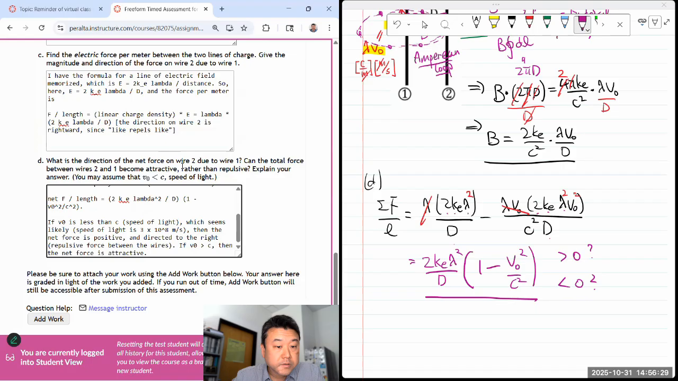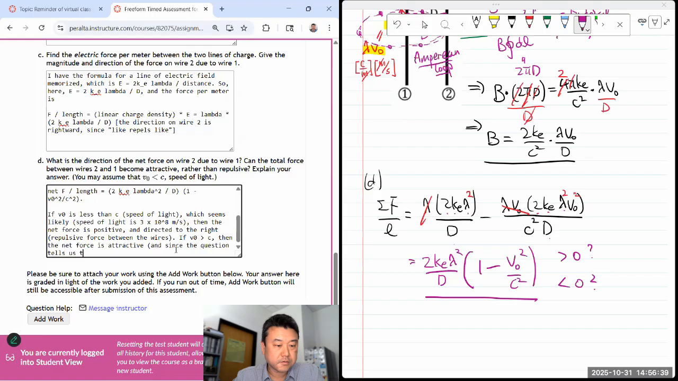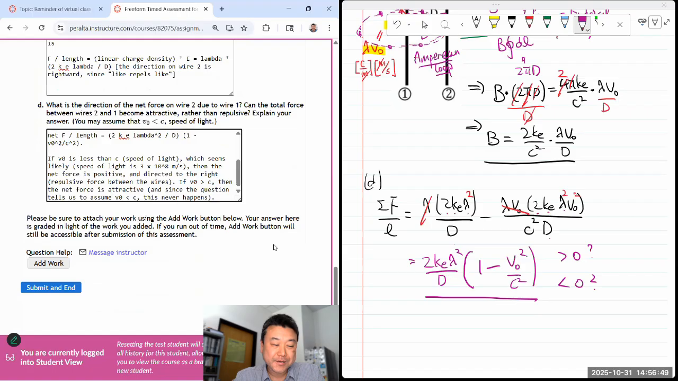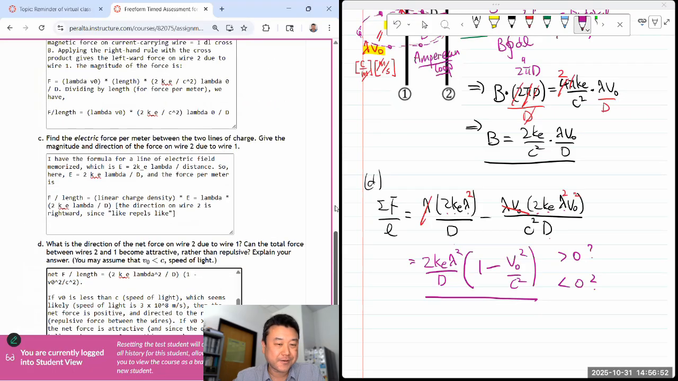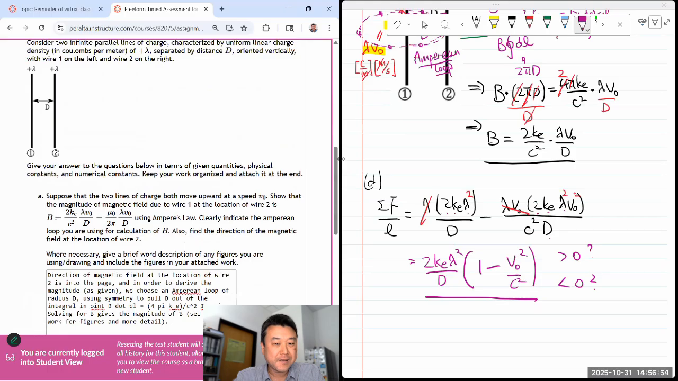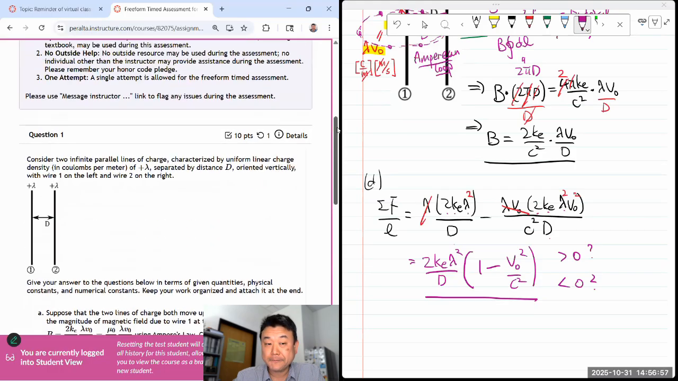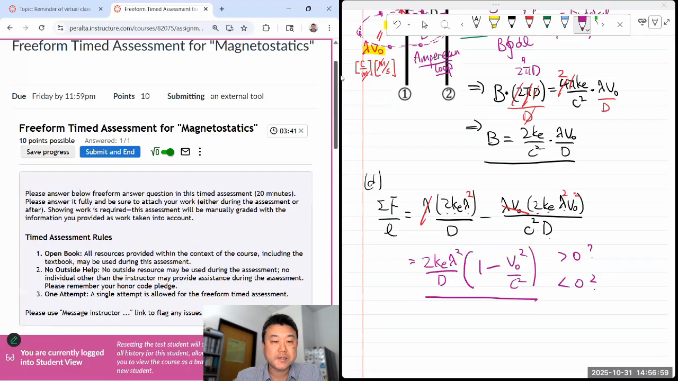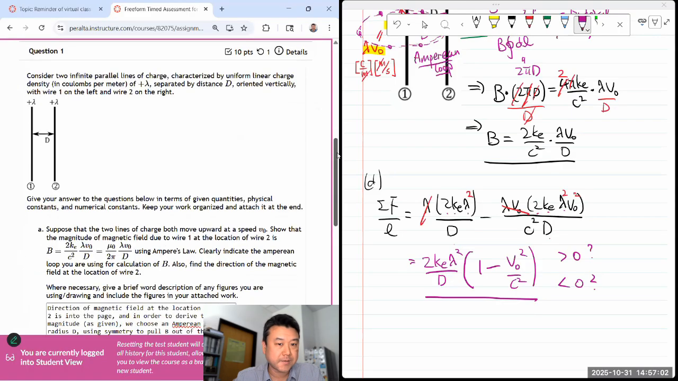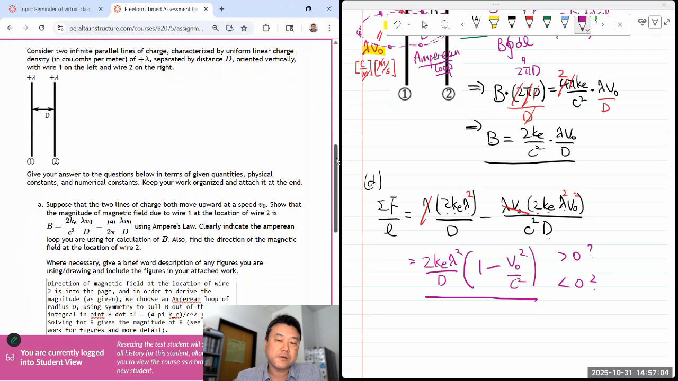Can the total force for the question, and since the question tells us to assume v naught less than c, this never happens. In fact, this is a question that I like, which is why I was happy to do it at this session. This has a connection to special relativity. When you cover special relativity in Physics 4C next semester, hopefully, then you will be able to see that.